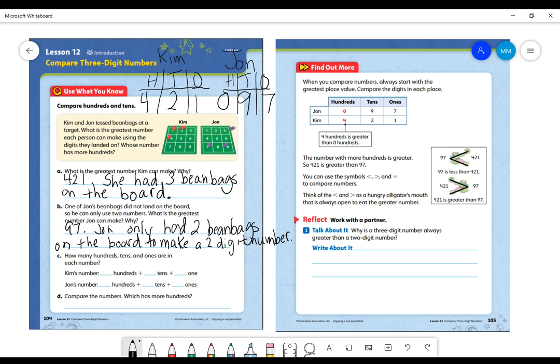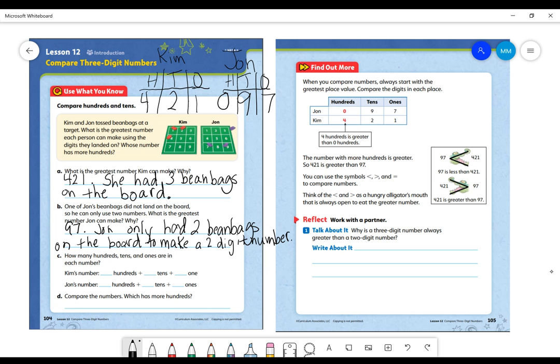All right. So already looking at this, who has the greatest number? Think about Skittles or think about M&Ms or your favorite candy. Would you rather have 421 M&Ms or 97 M&Ms? Which number would be greater? So go ahead and start thinking about that.